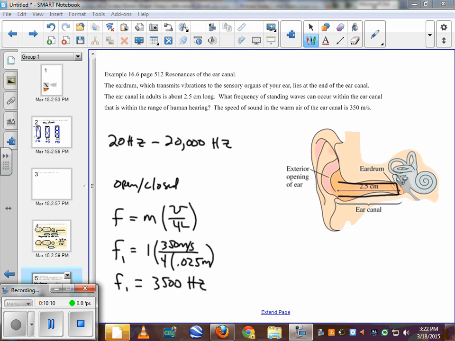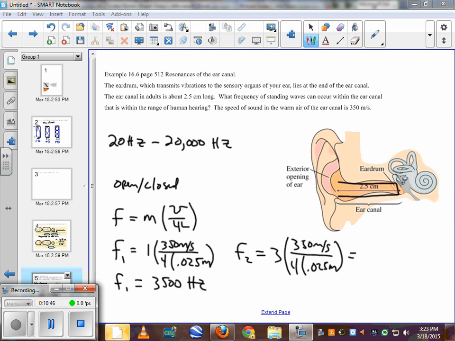So we're going to do the second harmonic. And remember, if we do the second harmonic, M equals 3, because this is a closed-open tube. My harmonics go M equals 1, M equals 3, M equals 5, and so on. So for the second harmonic, M equals 3. You have to pay attention to that. It's 3 times 350 meters per second, all over 4 times 0.025 meters. And that frequency has a value of 10,500 hertz.